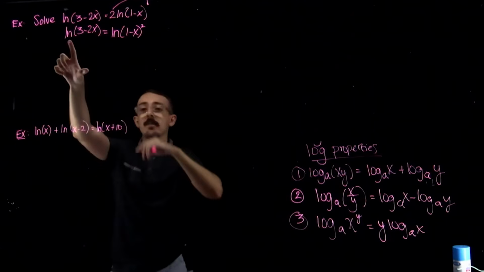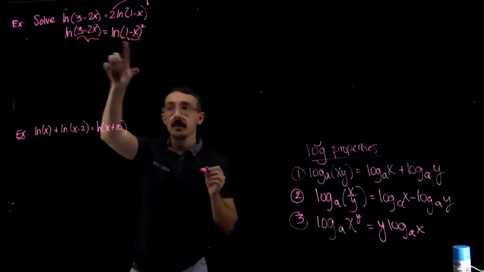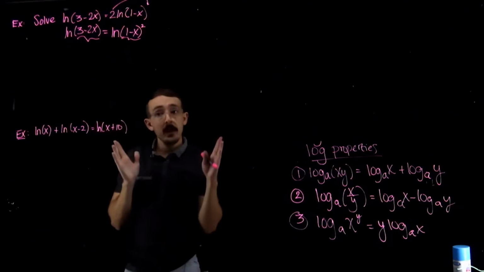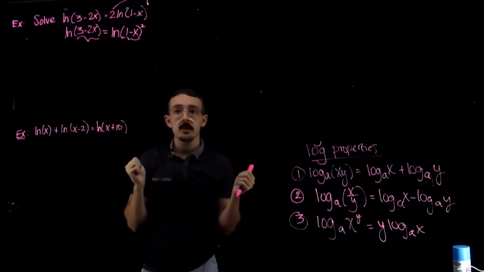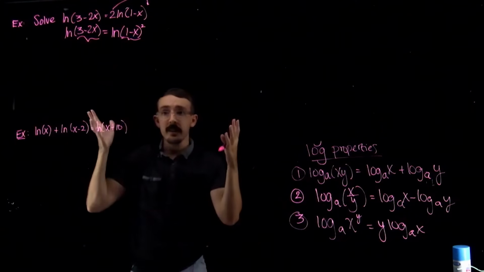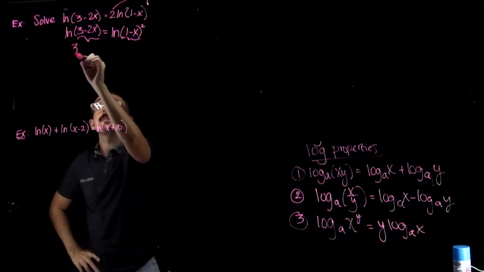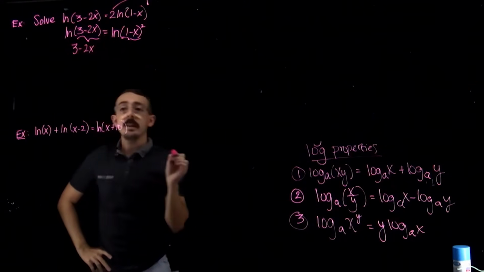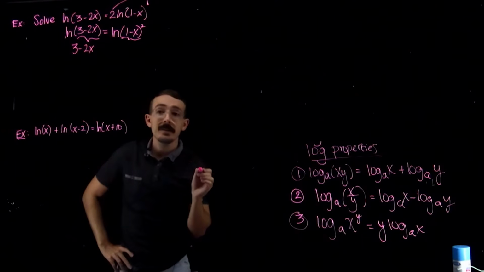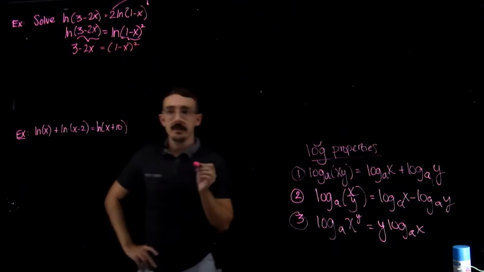Okay, I have log of something equals log of something. So one log equals the other one. The only way for that to happen, and this is because log is 1 to 1, is that the two things on the inside must be the same. So what I'm going to do is set 3 minus 2x equal to 1 minus x squared. And we're going to solve this.